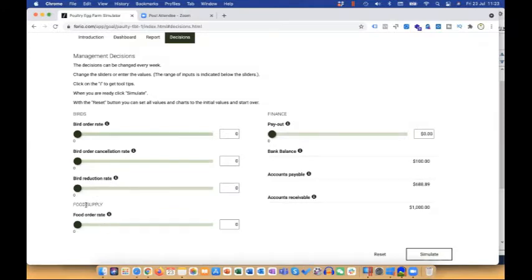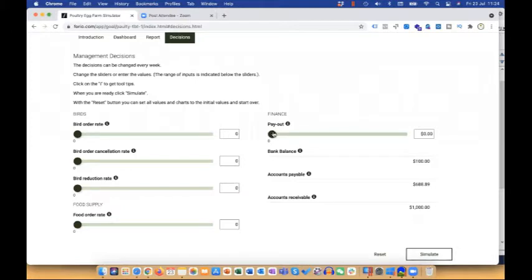Then about food supply, in order to make sure that the birds are not dying, we need to feed them. So here again, you have a little bit of information about what this slider is about. You can move the slider, and here you order the food in kilograms per day. Also pay attention to the units that are mentioned here in the tooltips.